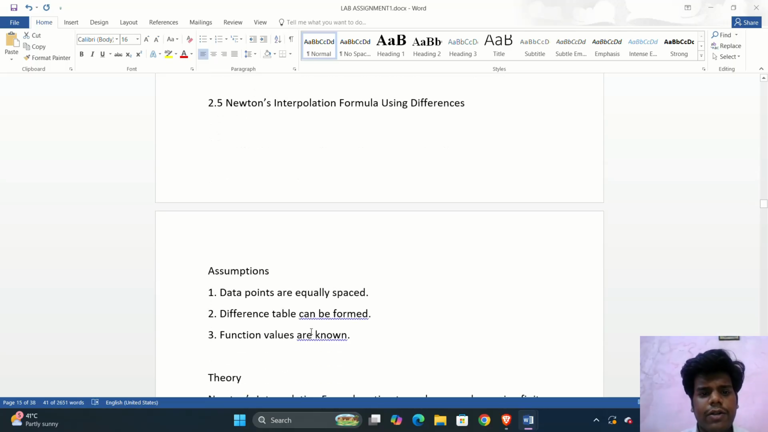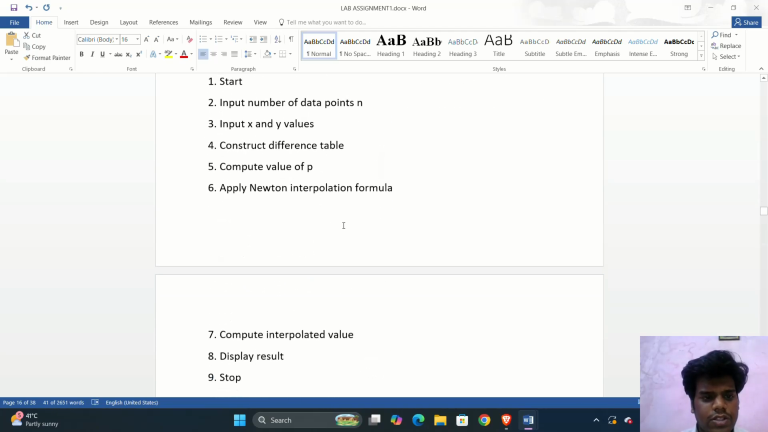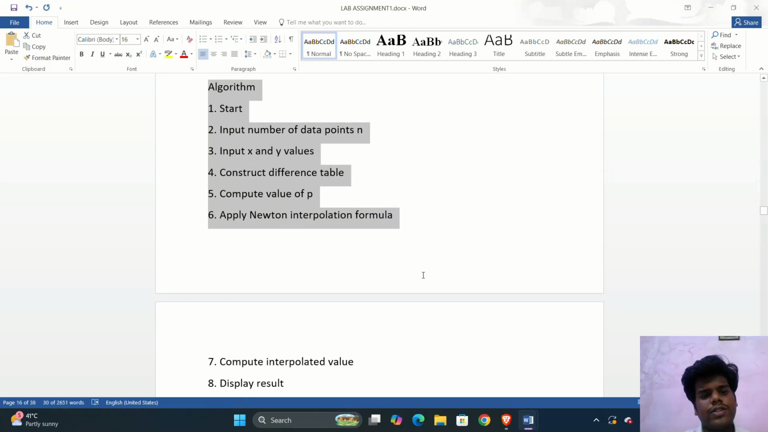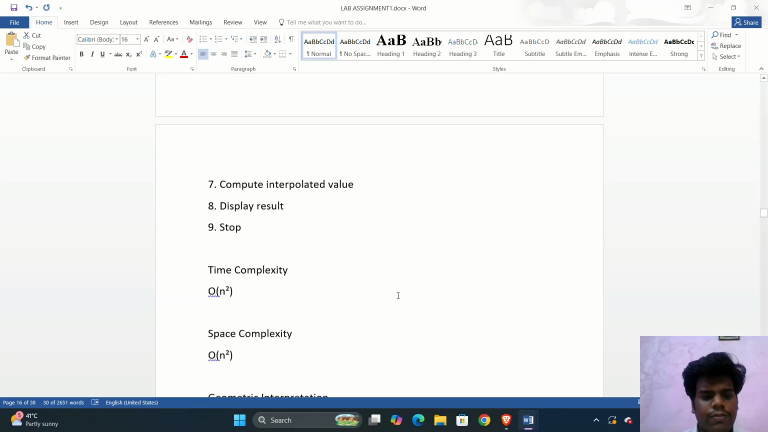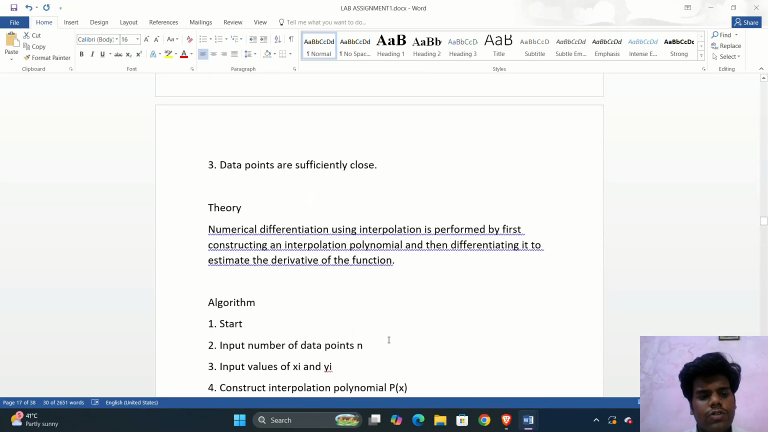Now check the Newton interpolation formula using differences. Assumption: points are equally spaced, and difference tables can be formed. Now check the algorithm: start, input the number of data points, and input x and y values. Construct the difference table, compute the value of p, apply the Newton interpolation formula, compute the interpolated value, display the result, stop. Time complexity O(n square), and space complexity.